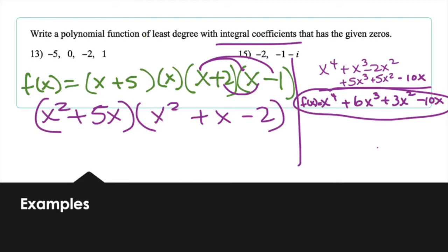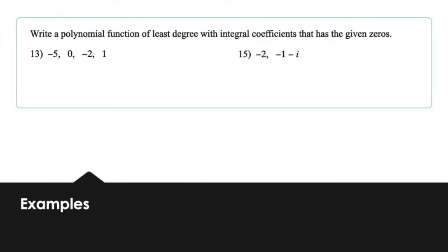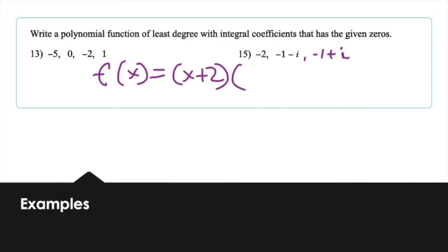Let's do number 15. All right. We have 2 roots. But this one has an extra one to go with it. So this one has -1 plus i also. So we have f of x. That is our root, so x plus 2 is my factor. If this one is my root, then x minus all that is my factor.